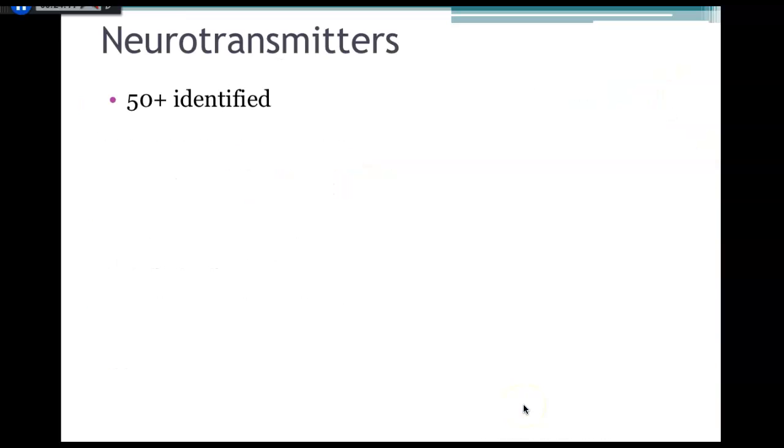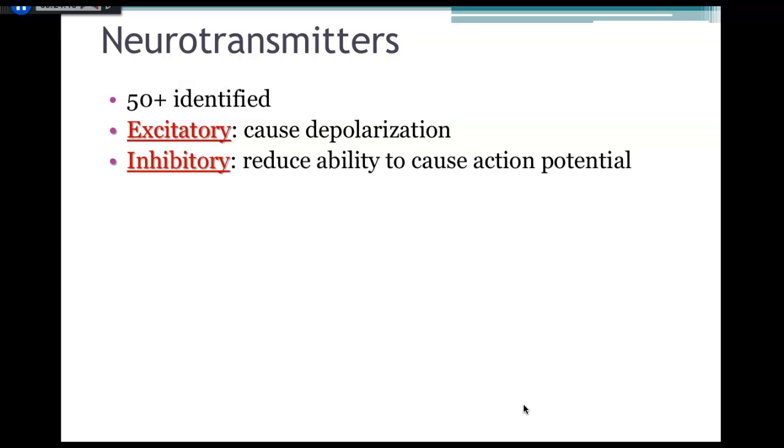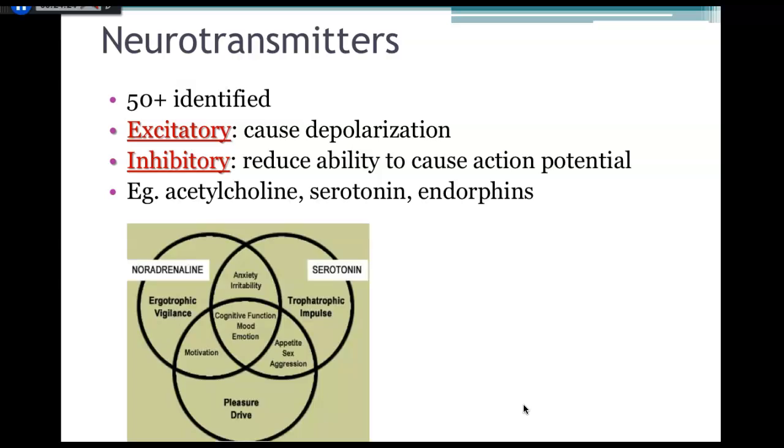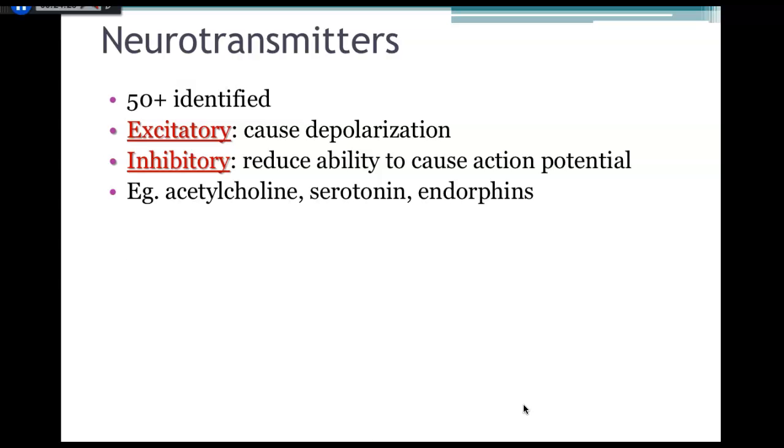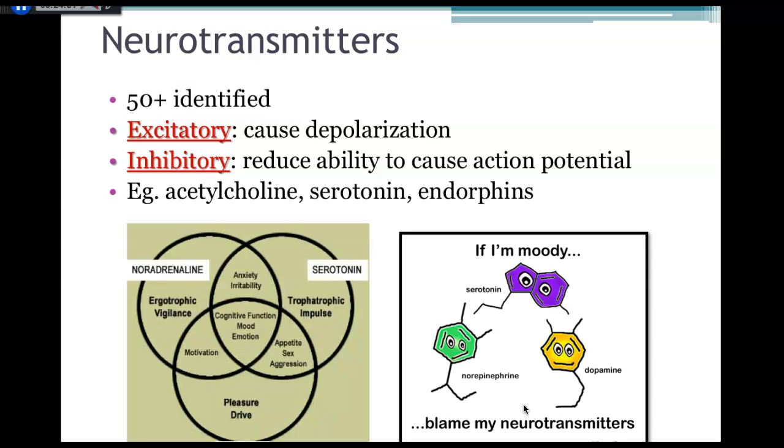Let's talk about neurotransmitters. There are 50 plus that have been identified. They can either be excitatory, which means they cause depolarization, or they can be inhibitory, which means they reduce the ability to cause an action potential. All right, our examples of neurotransmitters are acetylcholine, serotonin, and endorphins. And I'm going to talk about each one of those in just a minute.